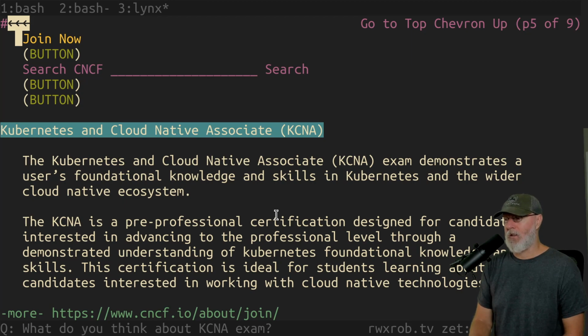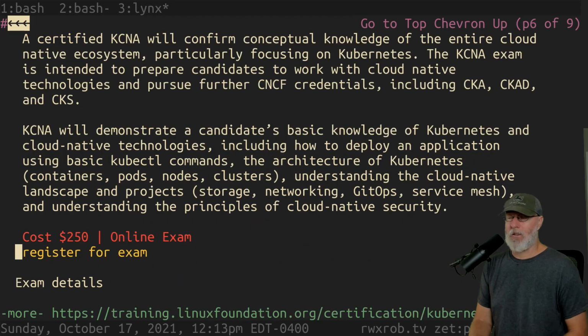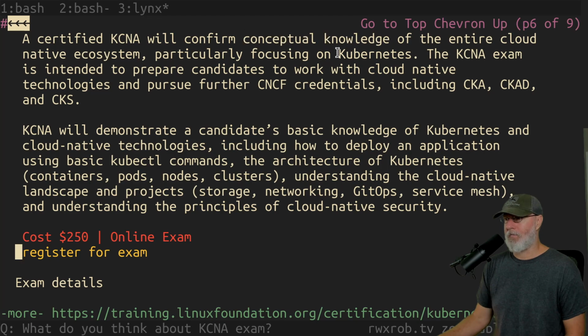The certification is ideal for students learning about and candidates interested in working in cloud native technologies. It can help you make the decision if you want to do it. A certified CKAD will confirm conceptual knowledge. This is really key of the entire cloud native ecosystem.